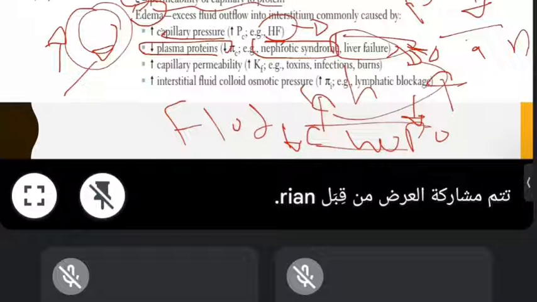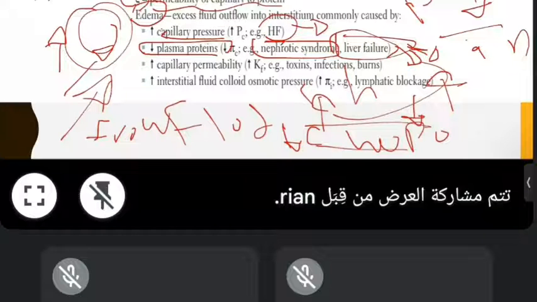Decrease in the concentration of proteins in the blood vessel will lead to edema, because the fluid will move from the low concentration blood vessel to the interstitium, where there are more proteins and more concentration. And this will cause edema.